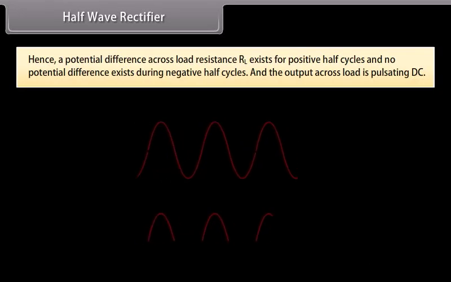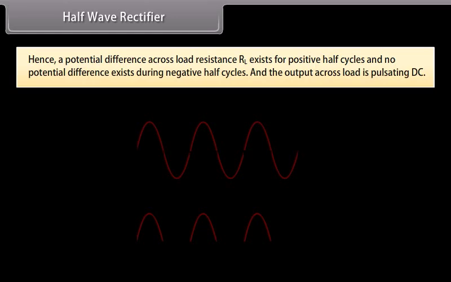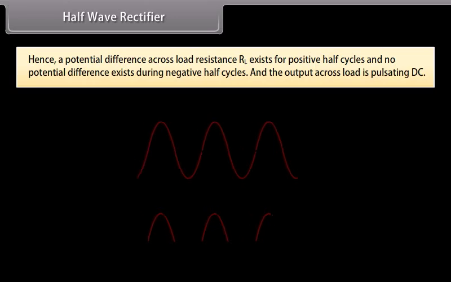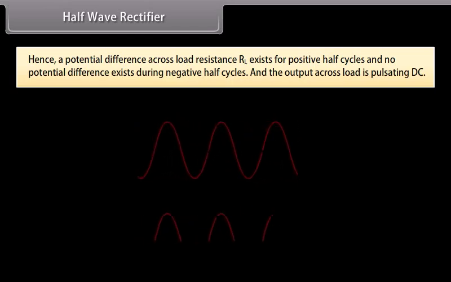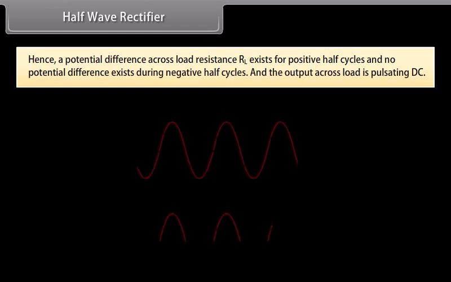Hence, a potential difference across load resistance RL exists for positive half cycles and no potential difference exists during negative half cycles. And the output across the load is pulsating DC.